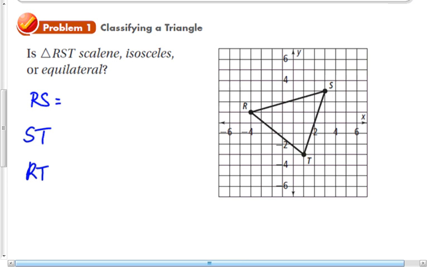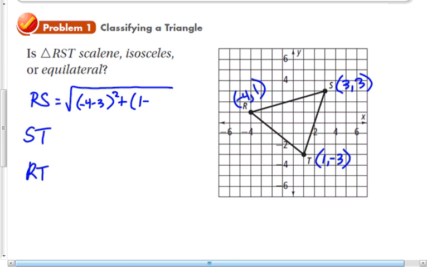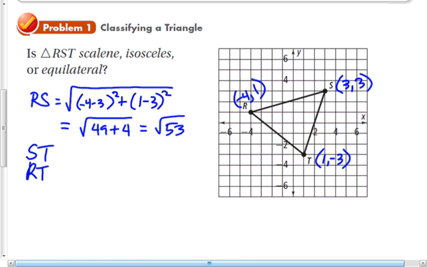So for RS, we're going to do the square root of, let me write down the coordinates of each of these points. All right, so to find RS, we are going to subtract the x coordinates, like -4 minus 3, square them, and subtract the y coordinates, square those, and when we do that, we're going to get 49 plus 4, which is the square root of 53, and I think that's good enough for simplifying. We don't need to round it to a decimal or anything there.